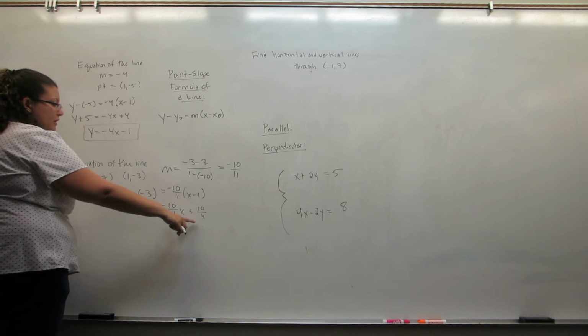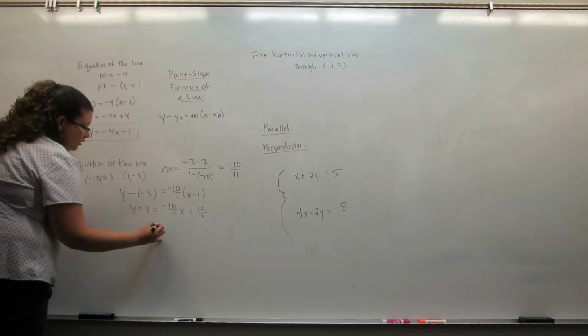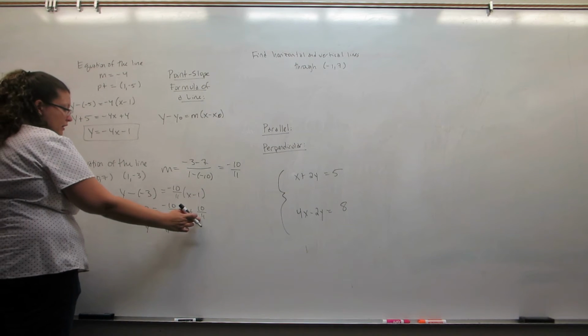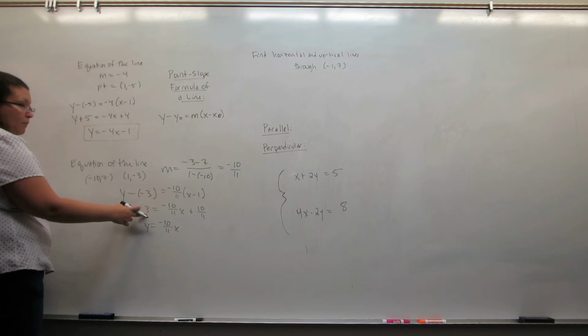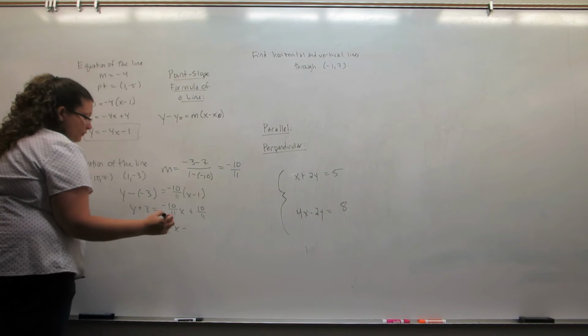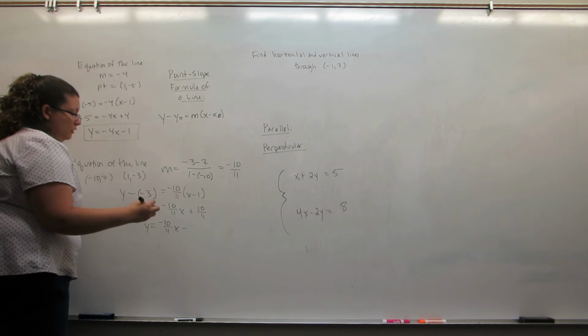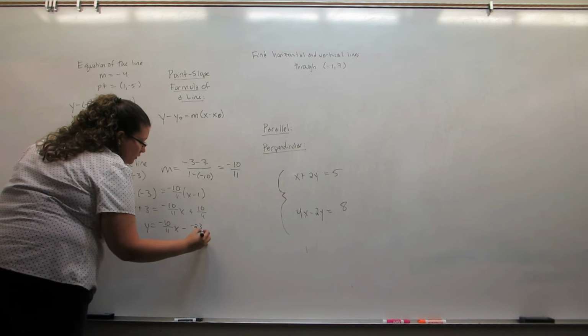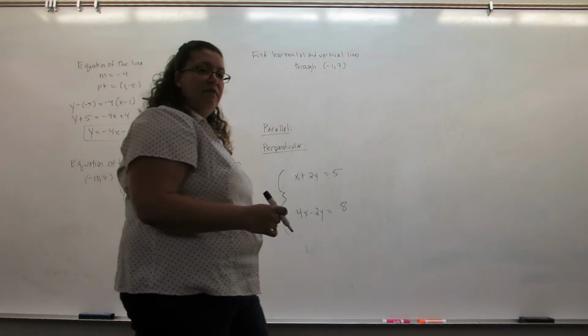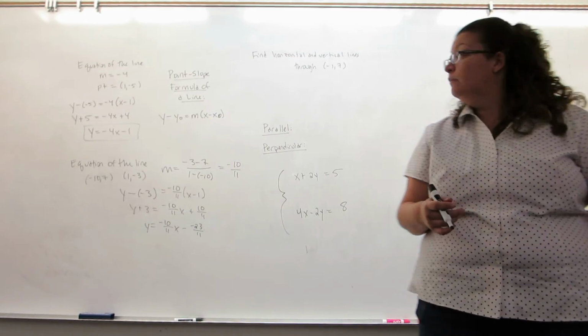And lastly, I just have to subtract 3. y is -10/11 x, and here I have 10/11 minus 33/11, which is -23/11. Okay, and I have the equation of my line.